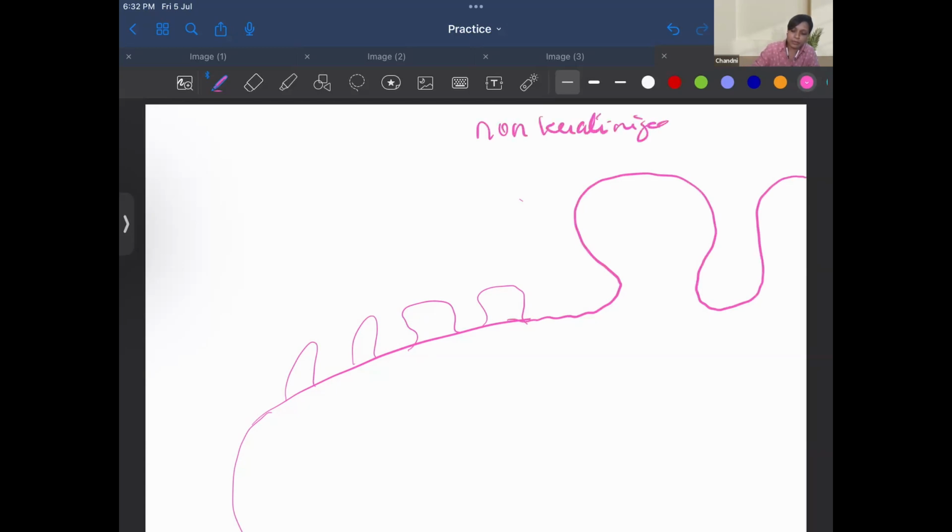Non-keratinized stratified squamous epithelium. Okay. However, where are the taste buds here? Are they on top, just like the fungiform papillae? Where do you think the taste buds are? Anybody?